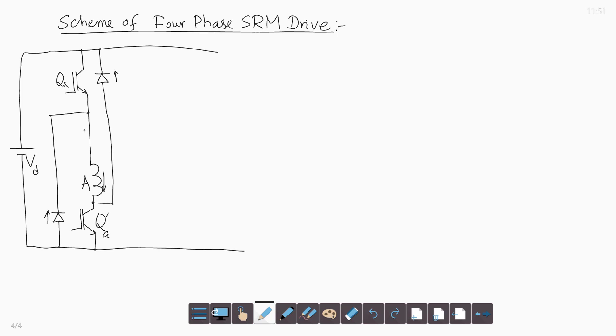We also require a current sensor for control purposes. This is the current sensor CS, which is giving the feedback current information. This is for one leg. So, for a 4-phase SRM, 4 such phases will be there. Let us draw all the phases.